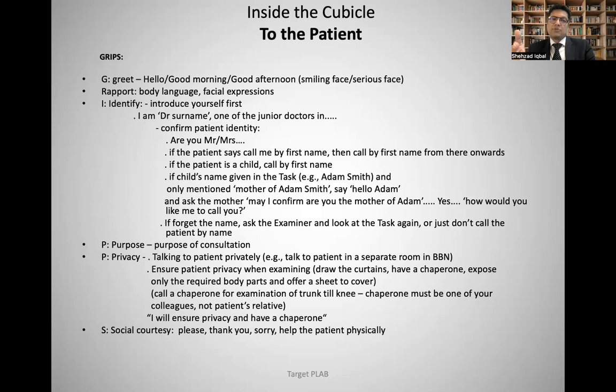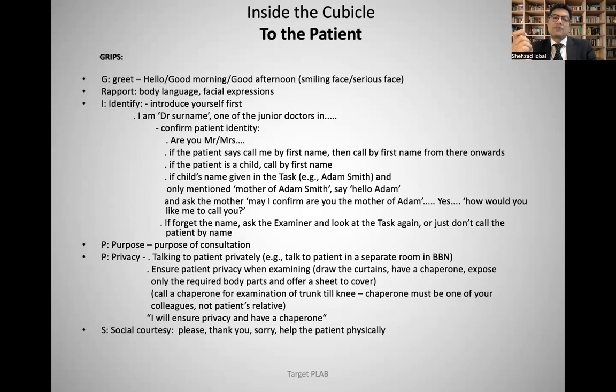The other important thing is to inform and verbalize that you are ensuring privacy when you are doing examination. Mr. Smith, is it okay if I could examine you, please? I will ensure privacy and have a chaperone with me. Chaperone will be a part of your privacy. And how do you ensure privacy in examination? What do you mean when you say, I will ensure privacy?